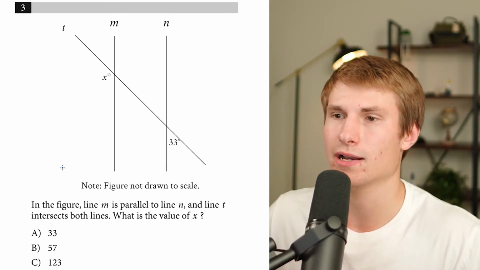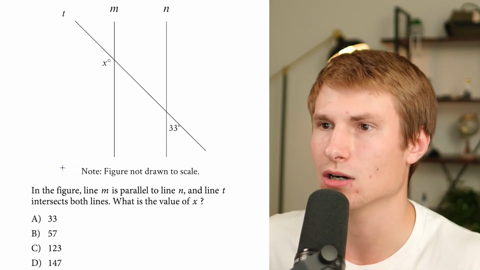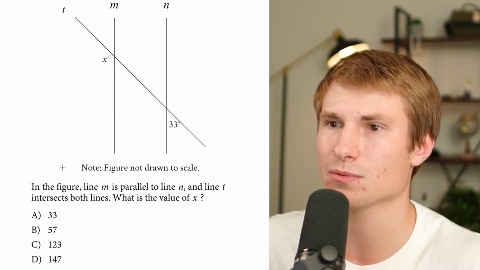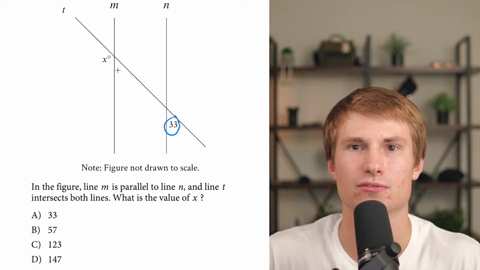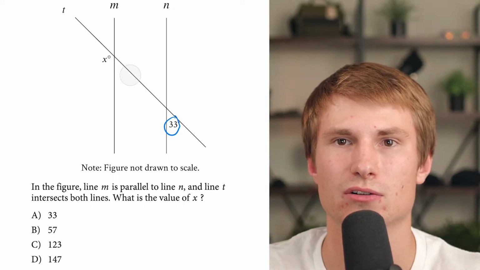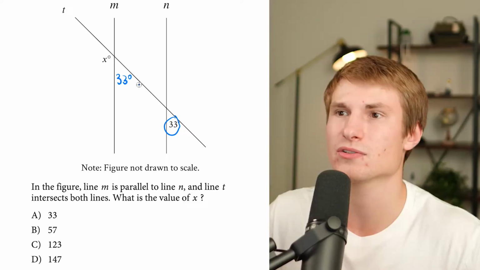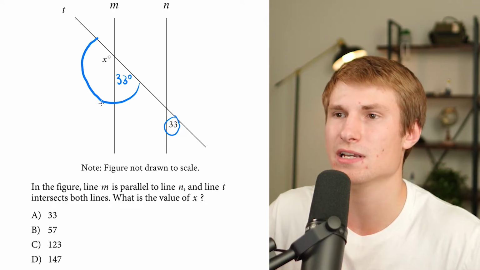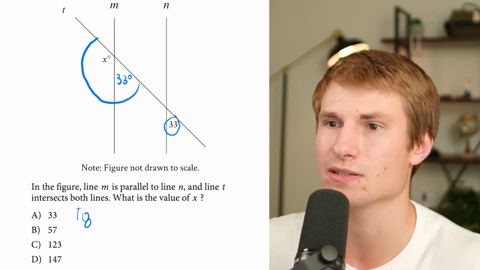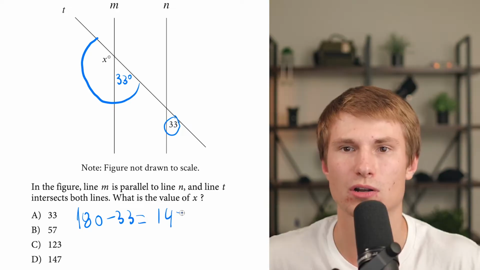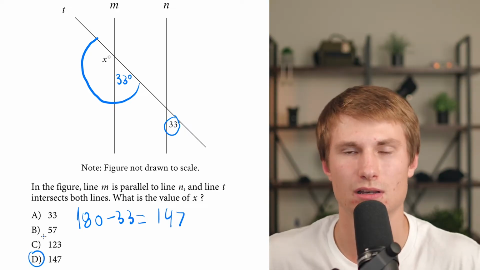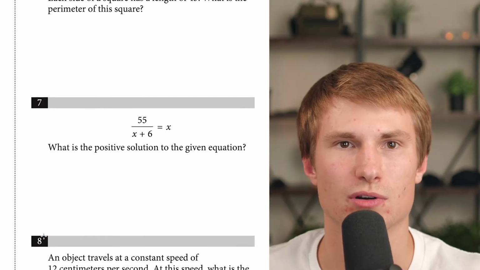In the figure, line M is parallel to line N, and line T intersects both lines. What is the value of X? What we see is we have corresponding angles between this angle 33 and this angle right here. So this angle right here will also be 33 degrees. From there, it's really easy because we know we have 180 degrees here. So all we have to do is 180 degrees minus that 33 degrees to get the value of X, which will be 147. So our answer there would be D. Moving on to question number 4.